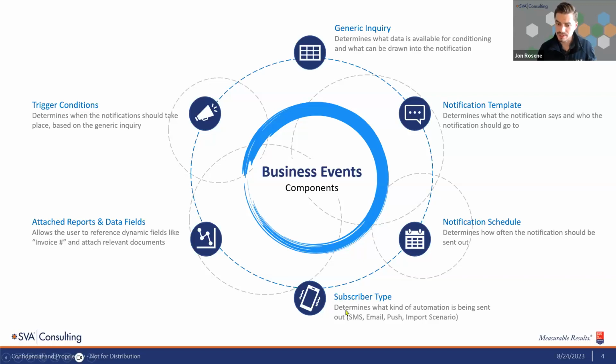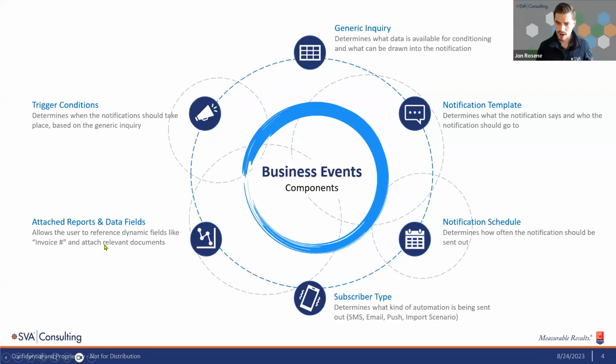We can also, within the business events, define very easily the subscriber type. So do we want to send out text messages if we have an SMS set up an integration within Acumatica? Do we want to just send an email, as I did? Do we want a push notification on the mobile app? We can have those different subscribers defined within our business event.